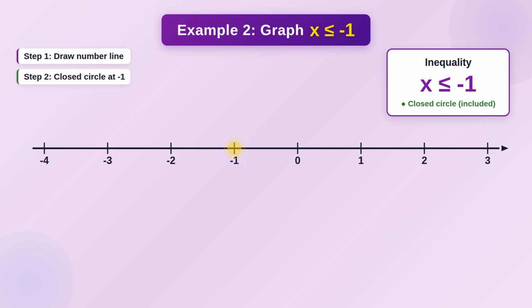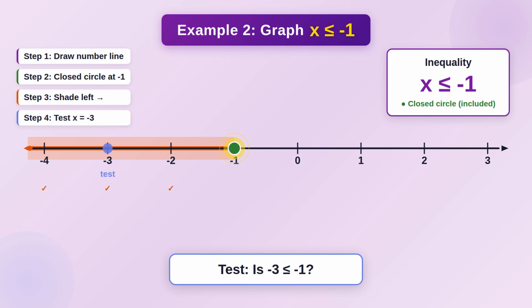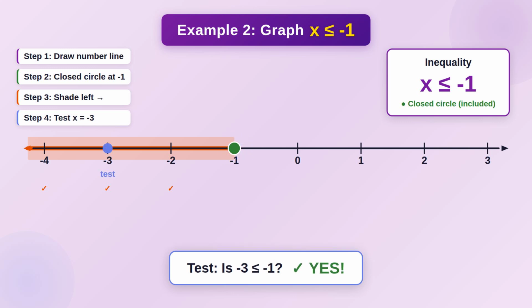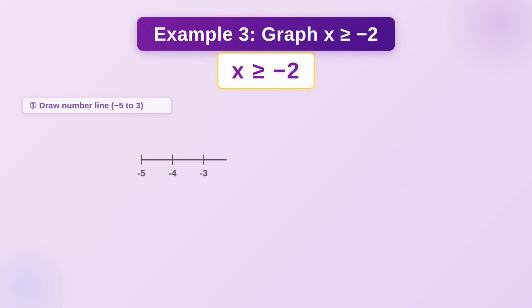Now let's try one with a closed circle and shading to the left. x is less than or equal to -1. Step 1, draw our number line from -4 to +3. Step 2, locate -1. The symbol is less than or equal to, so we use a closed filled-in circle at -1 because -1 is a solution. Step 3, less than means smaller numbers, which are to the left. We shade left with an arrow. Step 4, test -3. Is -3 less than or equal to -1? Yes, -3 is smaller. Closed circle at -1, shading left.